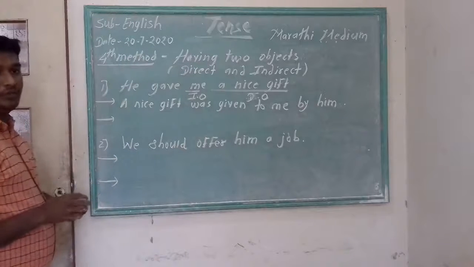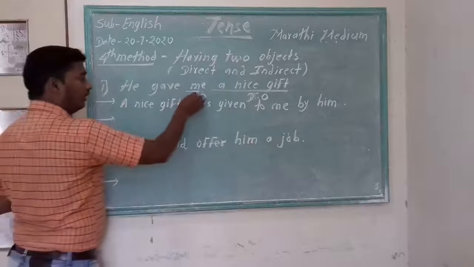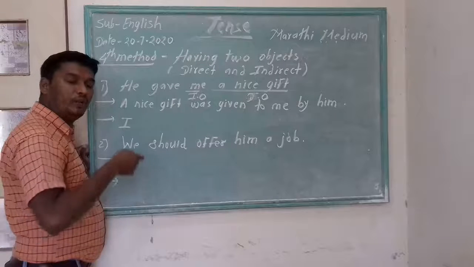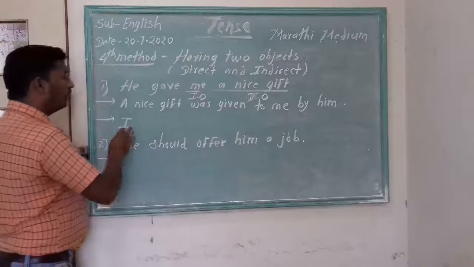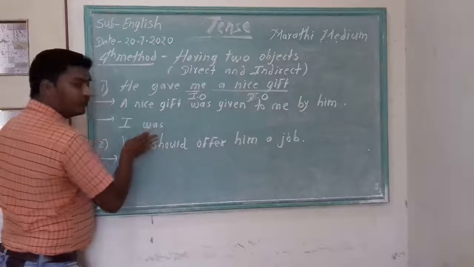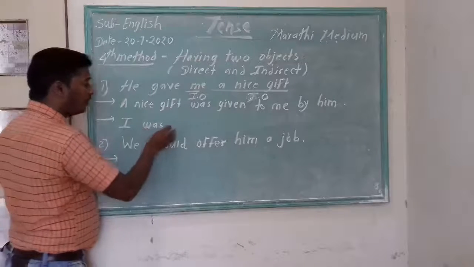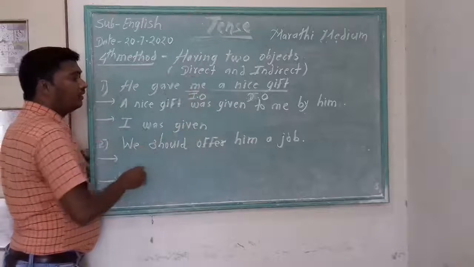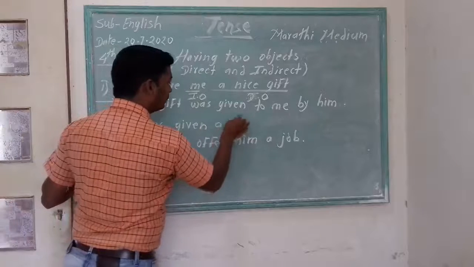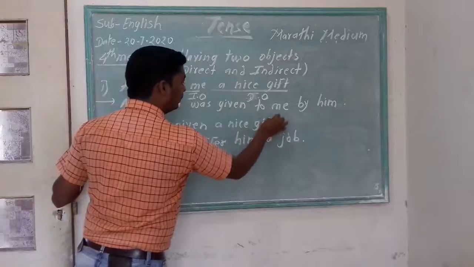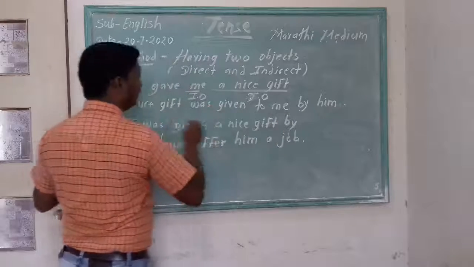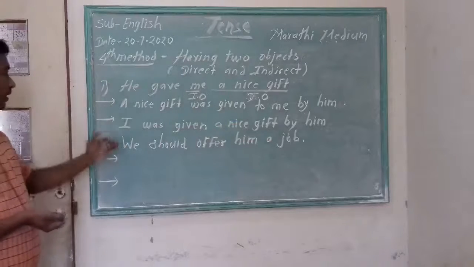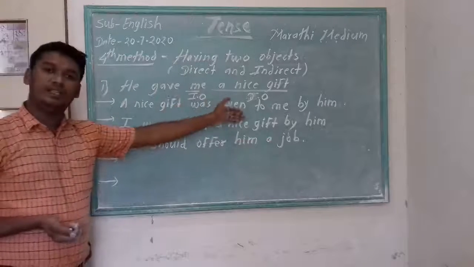Now, by taking the indirect object, what does it convert into? It converts into I, because we have to take it at the place of the subject. I, then the proper auxiliary verb was: I was given, past participle of the verb given. Then the direct object, a nice gift. Then put by him. Okay? It is passive voice: I was given a nice gift by him.